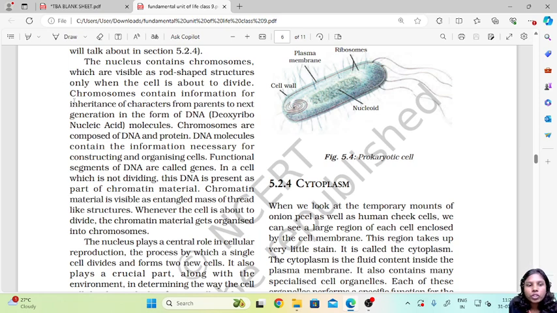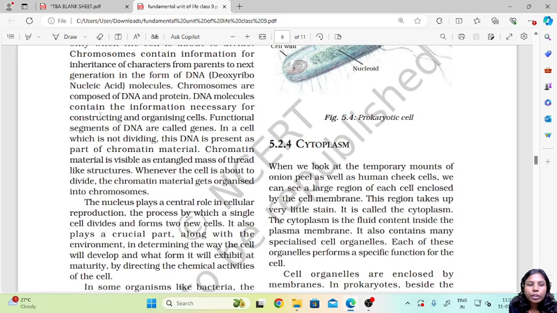Chromosomes contain information for inheritance of characters from parents to the next generation, which goes in the form of DNA. DNA is deoxyribonucleic acid. So this information goes on through the chromosomes. Chromosomes have this inheritance character information, which is transferred to the upcoming offspring through the DNA. Now chromosomes are composed of DNA and protein.